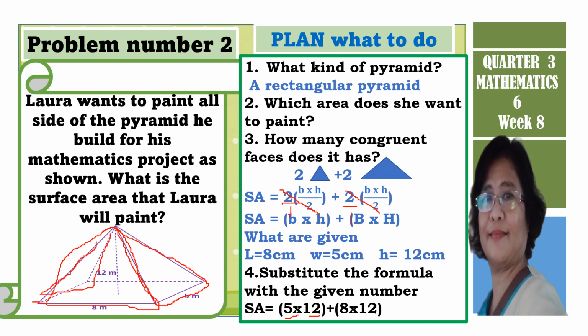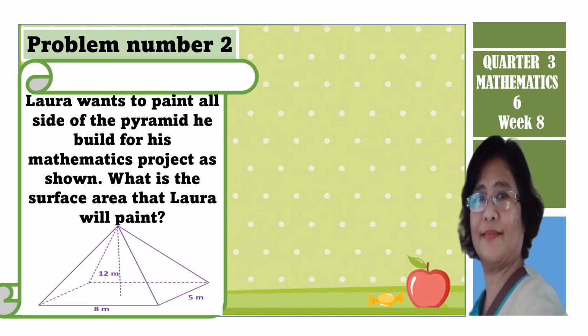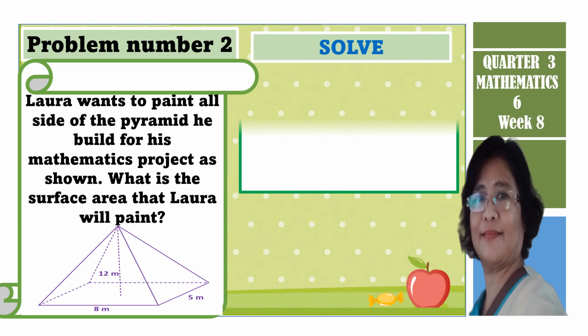And then we're going to solve for the big triangle. Look at the big triangle. What is the length? The length is 8. That's why we have 8 here. Times the height, which is 12. We are now ready to solve.